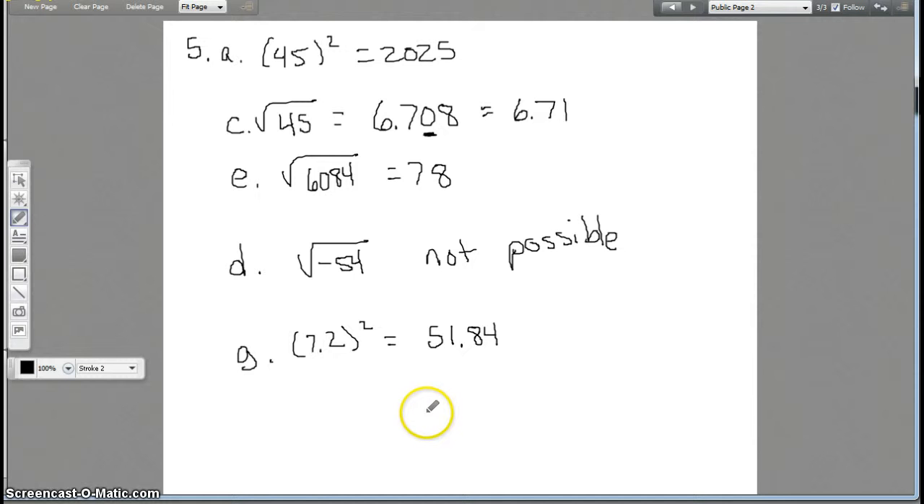Remember, for number 5, which is number 13 that's assigned for homework, if your answer is not an integer, then you need to round it to the nearest hundredth. So make sure you round to the nearest hundredth because your answer is not fully correct until you do so. Okay, so now let's look at problem number 6.